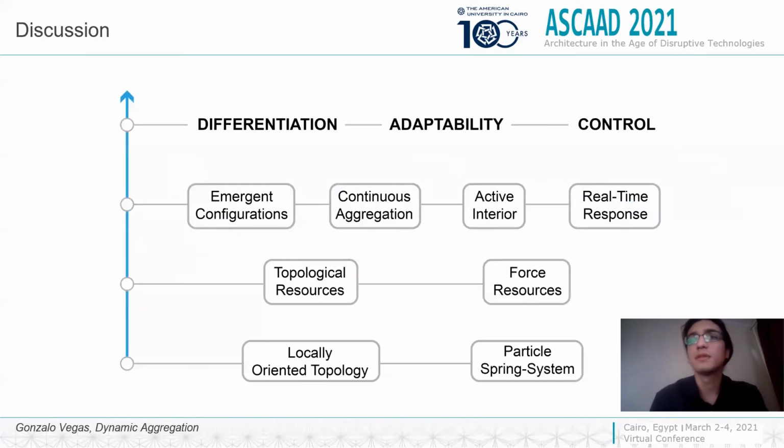In summary, dynamic aggregation is based on a locally oriented topology together with a particle spring system, allowing us to design topological and force resources, which result in emergent configurations in a continuous aggregation process with real-time response. This contributes to our model in three factors: differentiation, the ability to generate emergent topological proliferations; adaptability, the ability to manage the inputs and achieve an equilibrium; and control, the ability to influence the result according to user intentions.